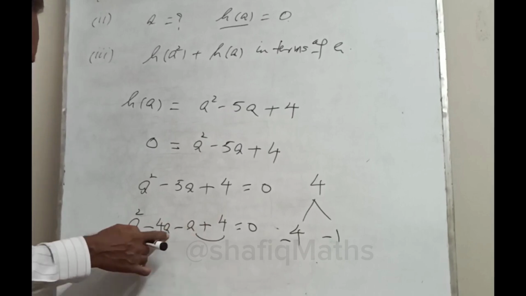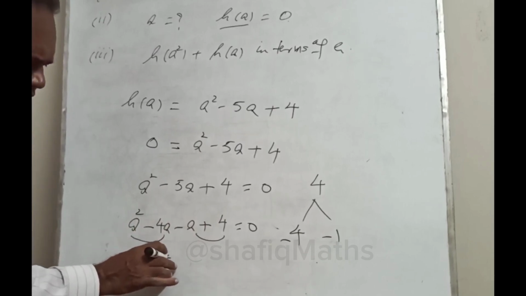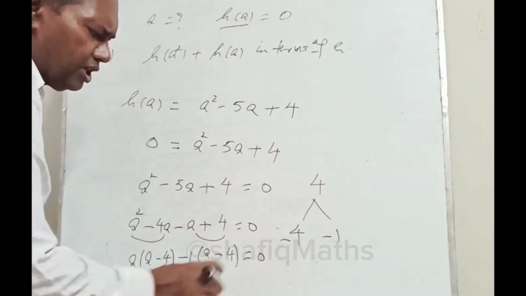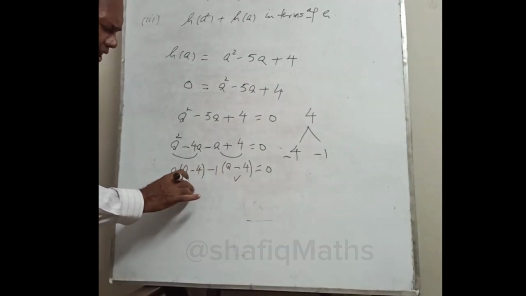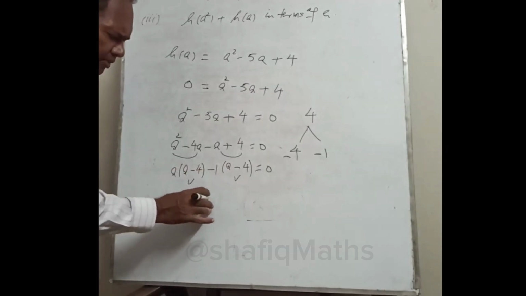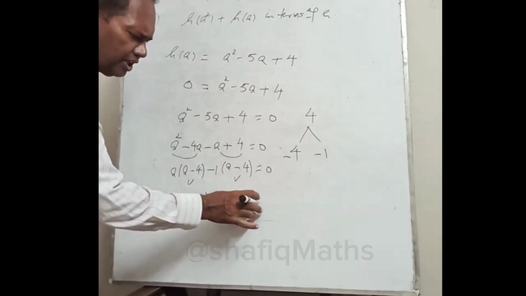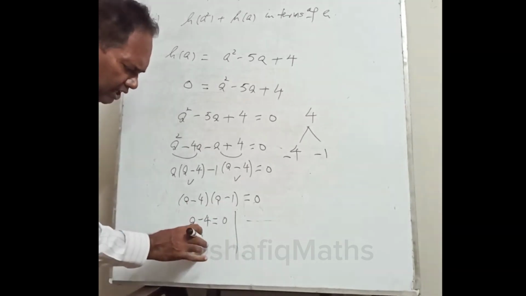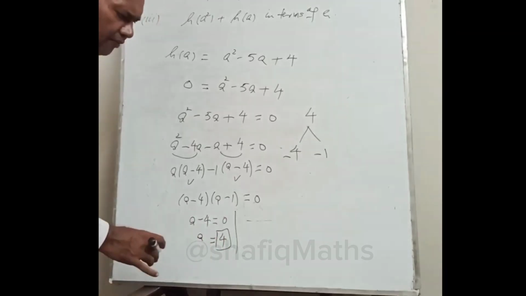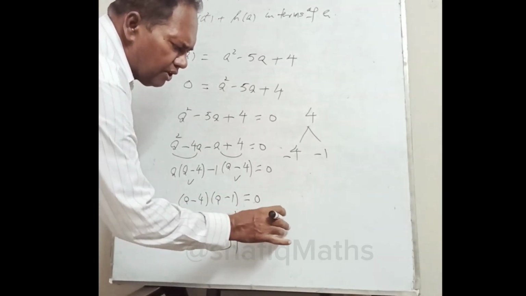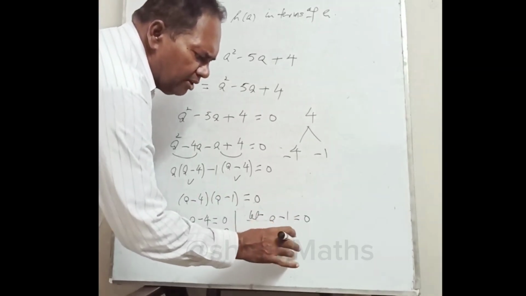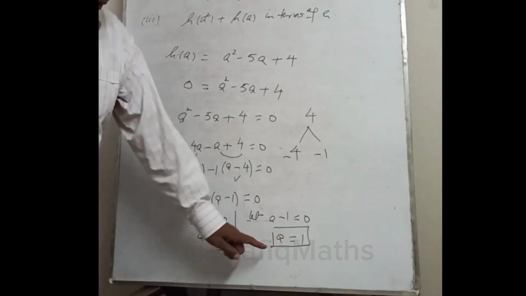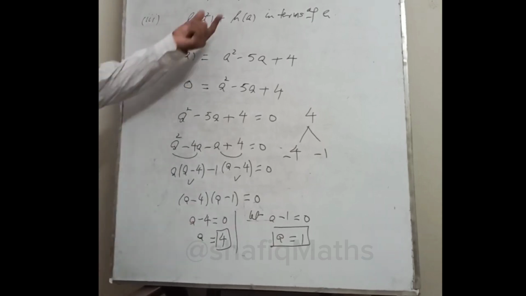So when we take common from these two terms, a − 4 is left, and −1 (a − 4) = 0. The common bracket is (a − 4)(a − 1) = 0. Now we can write a − 4 = 0, so the value of a will be 4. And when a − 1 = 0, the value of a will be 1. So these are the values: a = 1 and a = 4 when h(a) = 0.